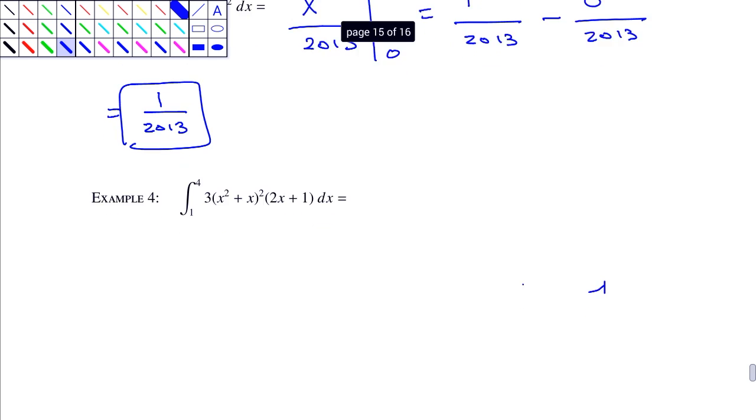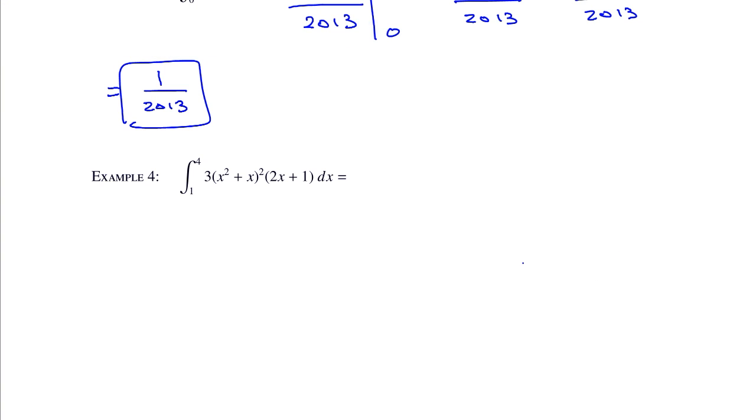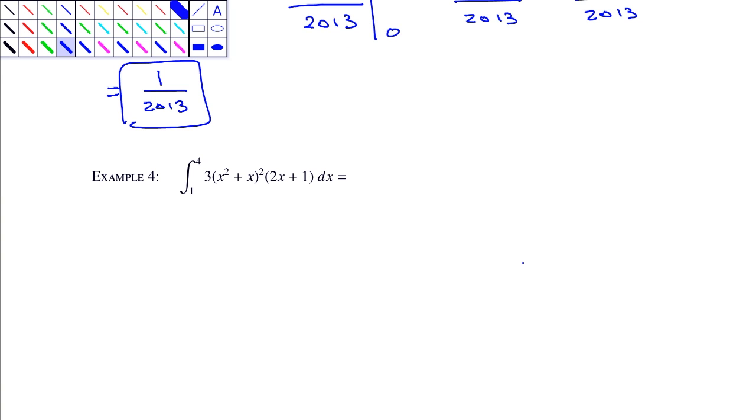Okay, let's look at number 4. Number 4 is the integral from 1 to 4 of 3 times (x squared plus x) squared times (2x plus 1). Ignoring the definite part of the integral, the 1 to 4 part, we still need to find the antiderivative of this integrand. Suggestions? Use substitution. Yeah. Does everyone see a function and its derivative sitting in there? That tells you that you need to use substitution.